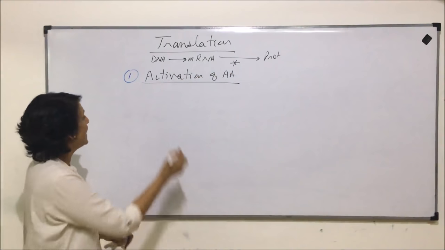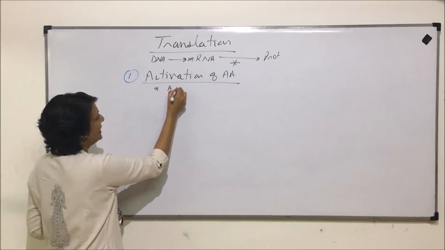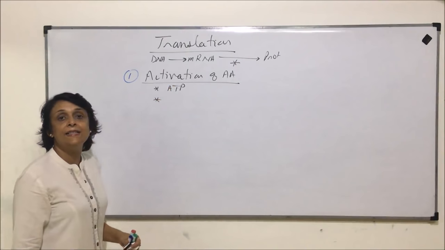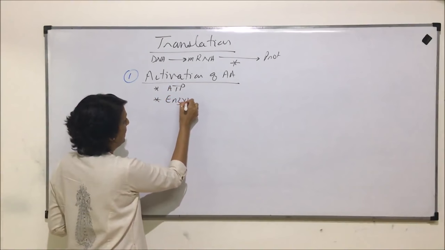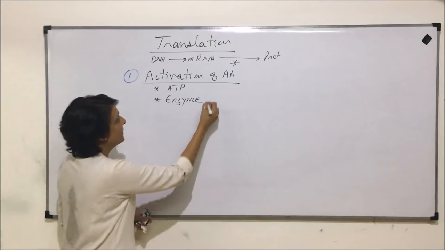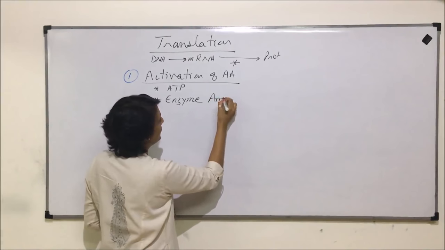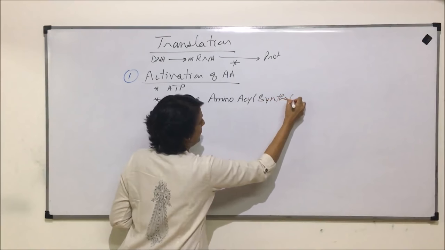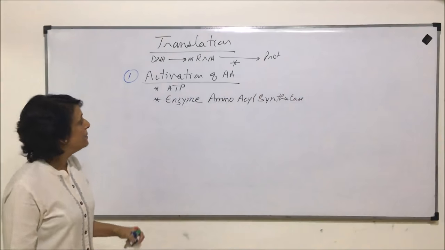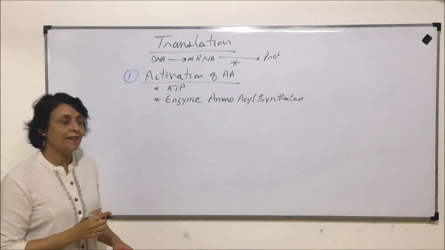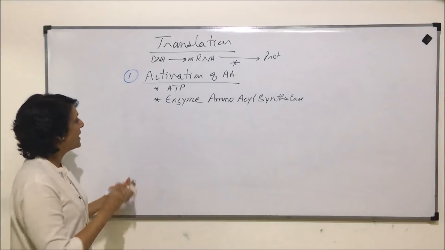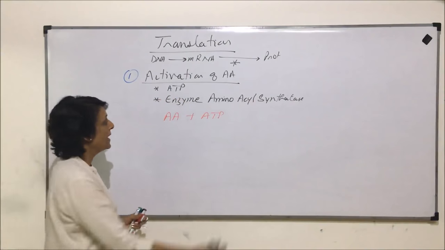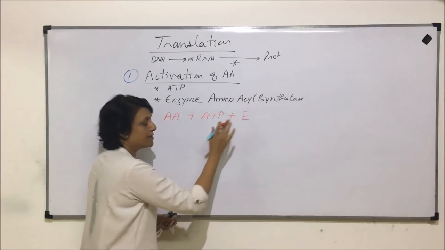These amino acids get activated, and for that ATP, that is adenosine triphosphate, the energy currency, is required, and an enzyme is also required. The enzyme is known as aminoacyl synthetase, and this enzyme is going to help in this activation process. If we simply write the reaction, it's going to be amino acid plus ATP, the energy currency, and for the enzyme, let us write E.